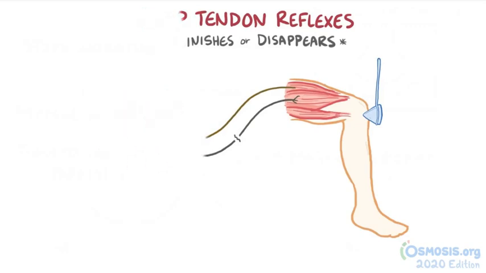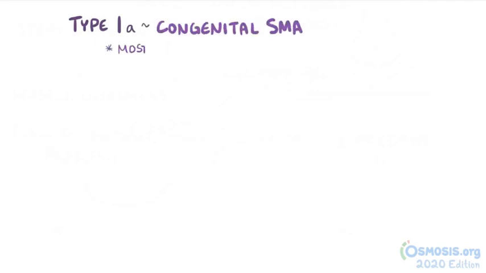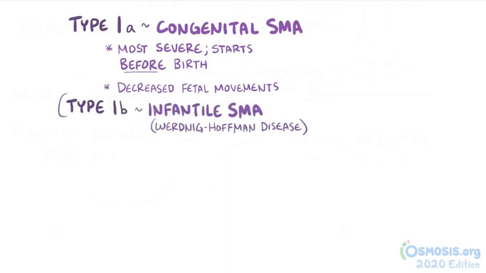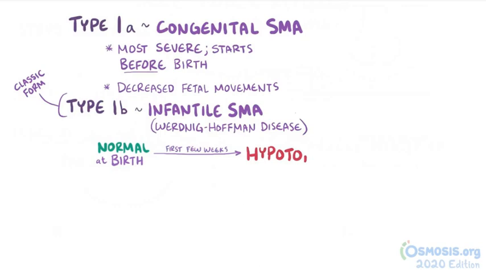Now, it turns out that there are a few types and subtypes of SMA. Type 1A, congenital SMA, is the most severe of all, and it starts even before birth, when mothers might notice decreased fetal movements. SMA type 1B, also called infantile SMA or Wernicke-Hoffmann disease, is the classic form where babies often appear normal at birth, and then in the first few weeks of life develop hypotonia, or low muscle tone.